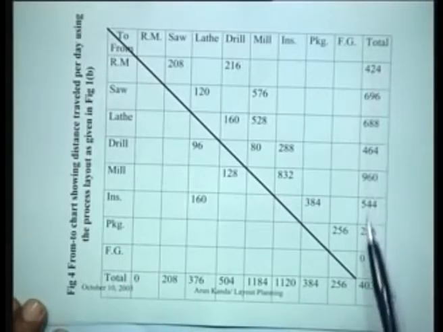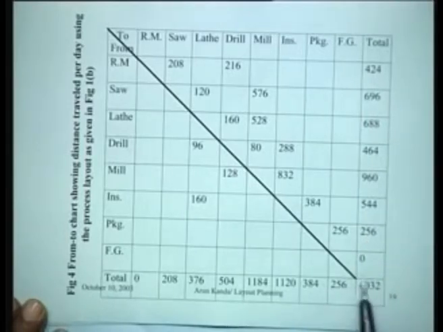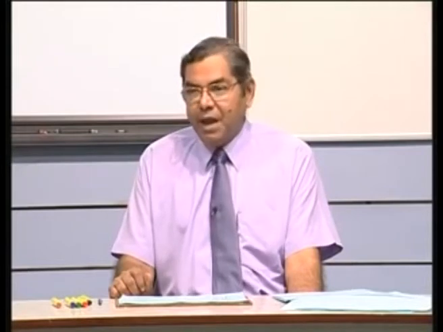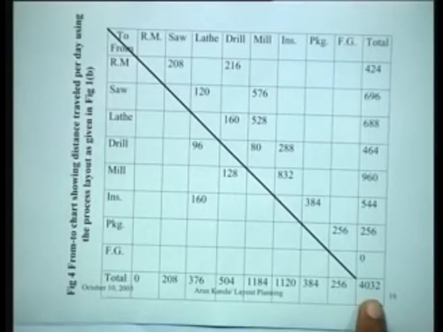If you sum up the values of this column or this row, the total value is 4032. So it shows that the process layout which we are at the moment investigating has a total material handling effort of 4032. This is a significant development, because what have we done? We have been able to quantify the material handling movement for a layout, and this is like the objective function for that particular layout. Clearly we could use this information to evaluate different layouts.